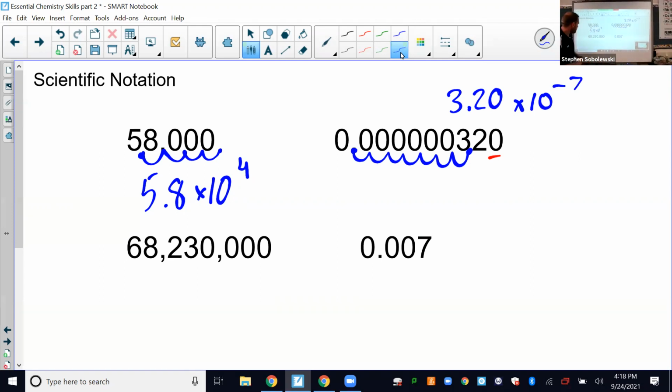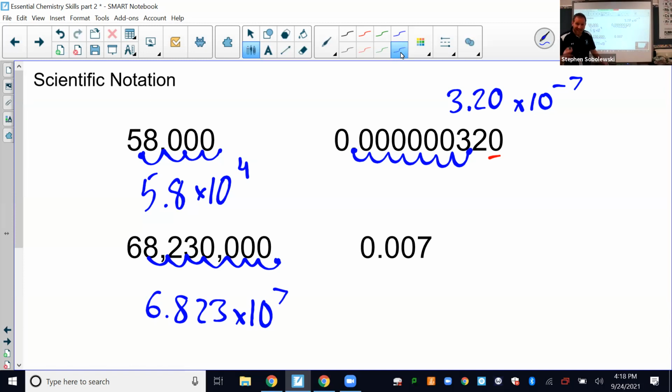This number with the 68. Sweeping it from this side, 1, 2, 3, 4, 5, 6, 7. 6.823 times 10 to the 7th. And you might say, do I need to include all those numbers, the 6.823? Yes, because they're sig figs. Yes, you do.